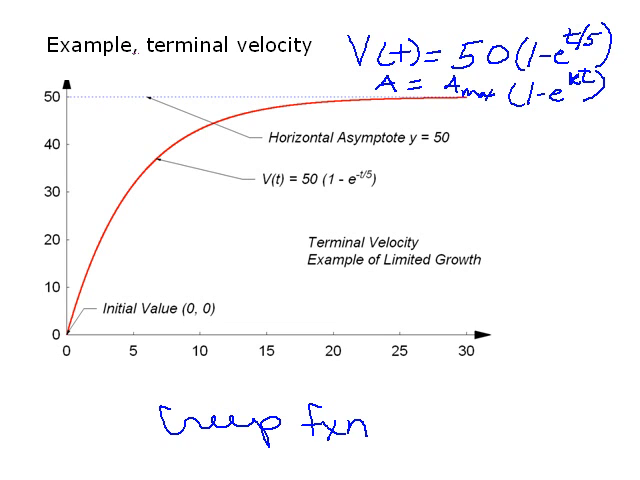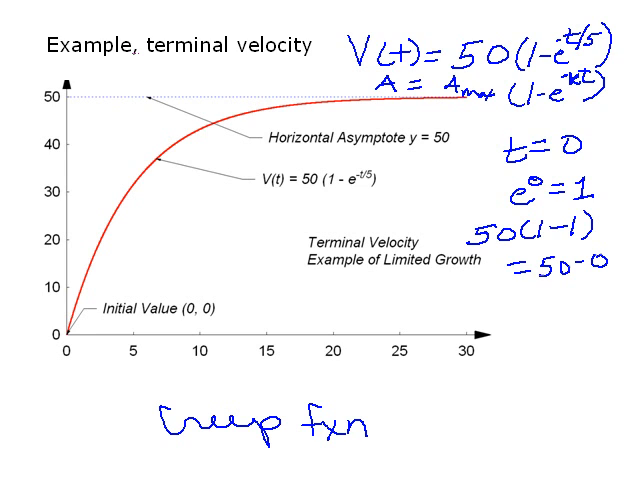So what happens when t is 0? When t equals 0, oh, that's a negative sign. Sorry about that. E to the 0 is going to be 1. So you'll have 50, 1 minus 1 in parentheses, and 1 minus 1 is 0, so you got 50 times 0. So it's so much 0 it won't even write it. And the answer is 0. So here's your initial value. When t is 0, the velocity is 0.